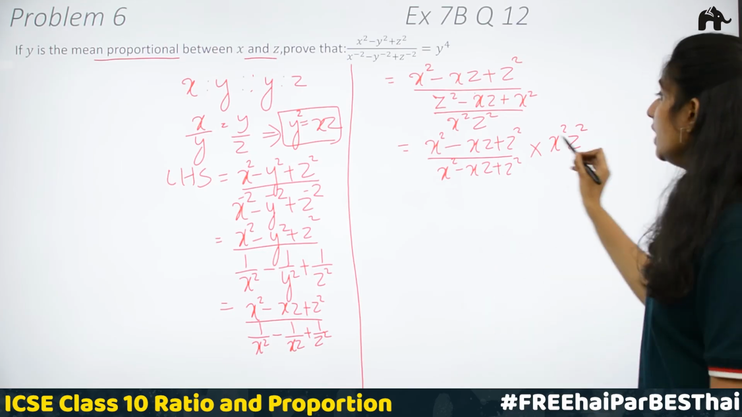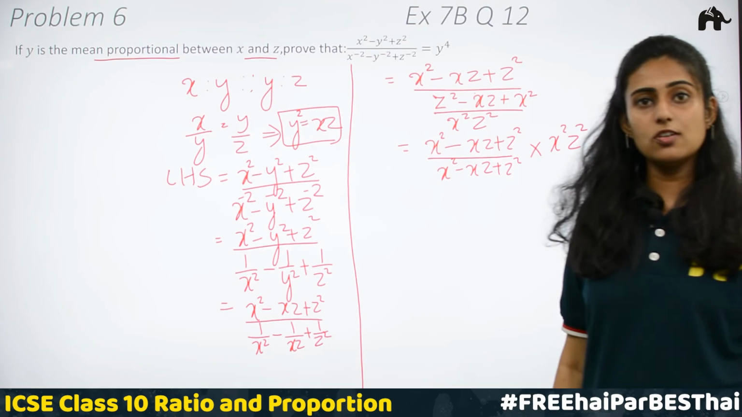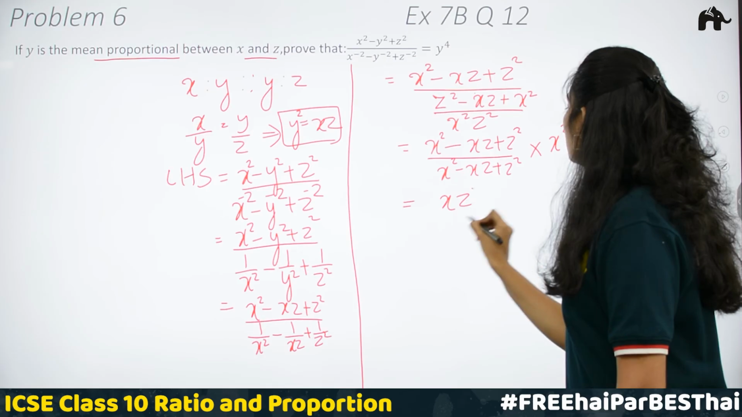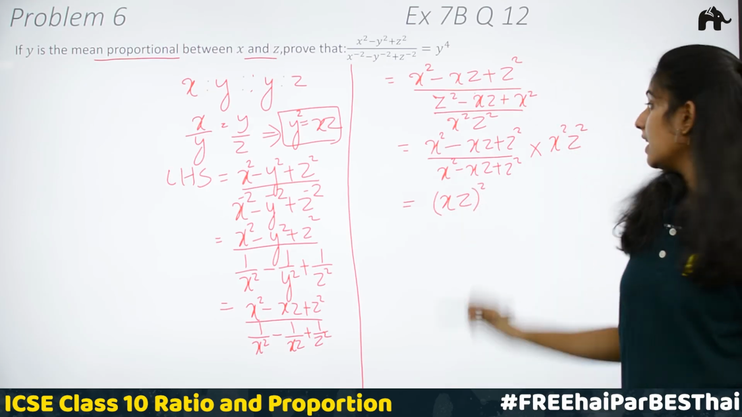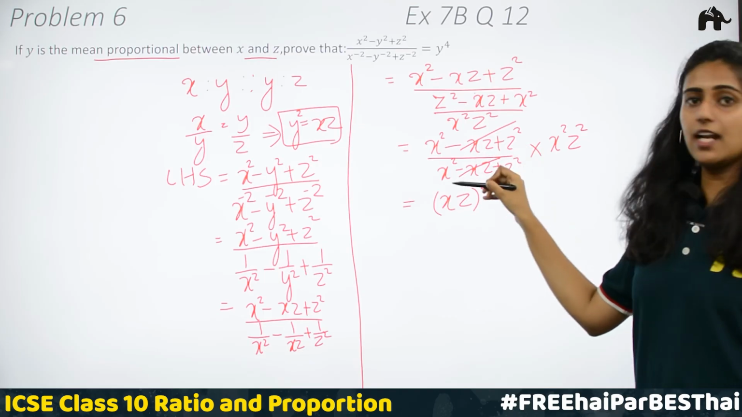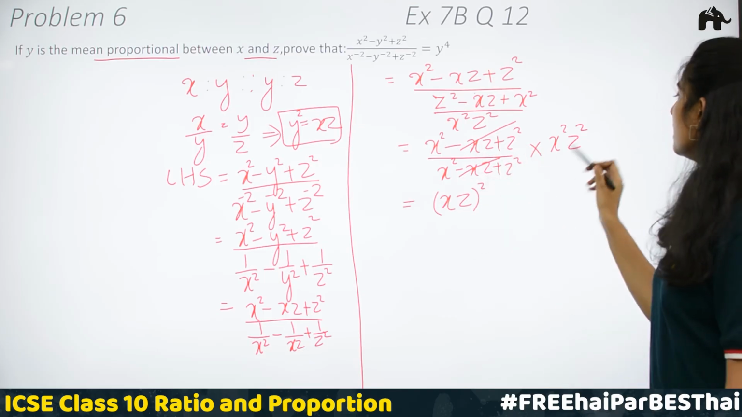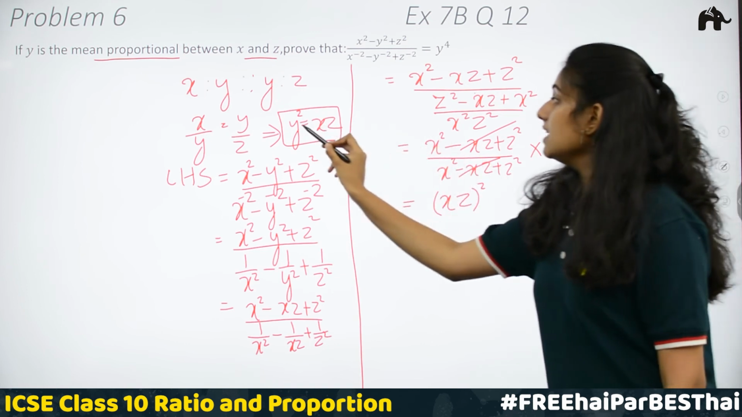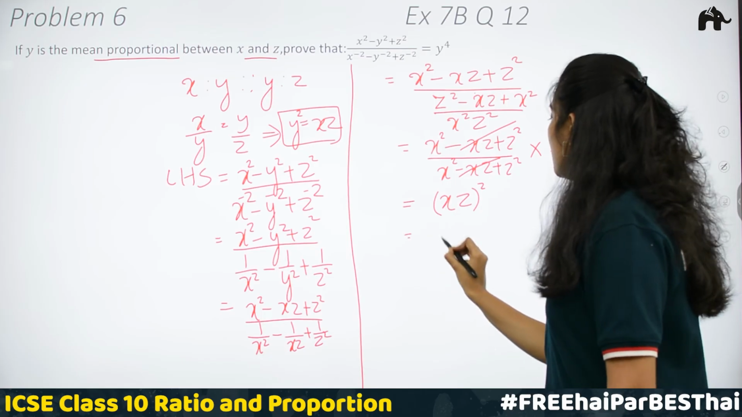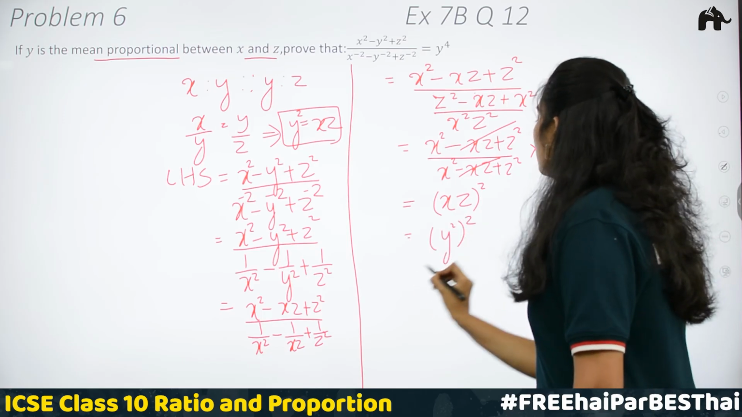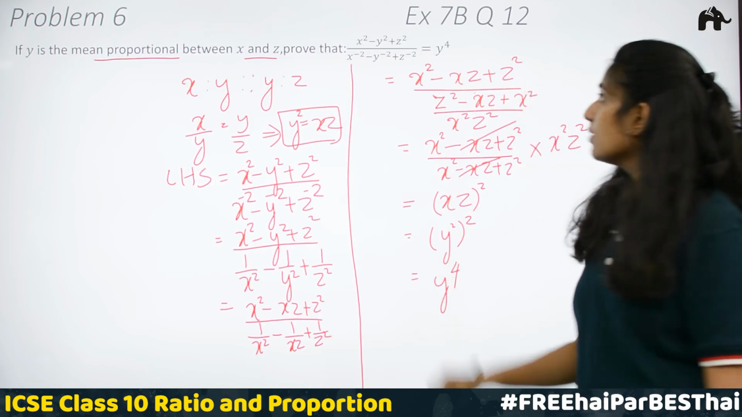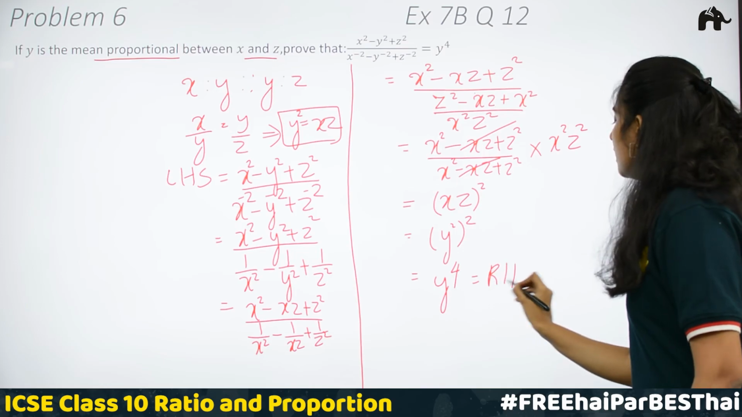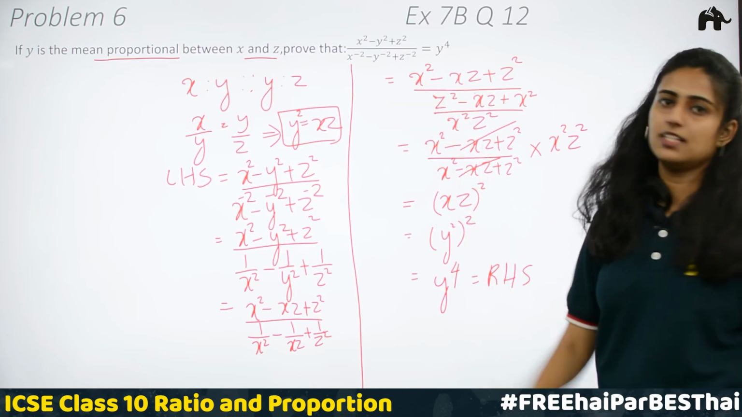Okay. We know y square is equal to xz. This is equal to xz whole square, right? We are cancelling this and this because numerator and denominator are equal. We can cancel these two. We have x square z square, that is xz whole square. xz is equal to y square. Substituting, we get y square whole square. That is equal to y raised to 4. What is y raised to 4? y raised to 4 is the RHS. Hence, we proved the given thing.